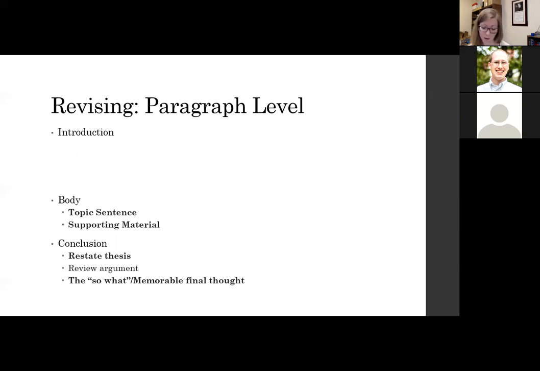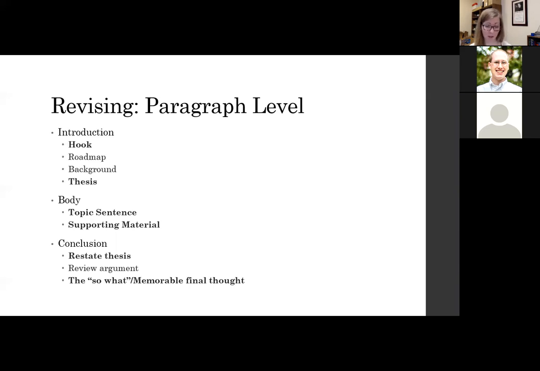The conclusion ends with what some call the so what of the paper. What are the most important implications of your thesis for your reader? What do you want them to remember? I recommend not getting too broad or too vague as you complete your paper. You can keep it on topic.